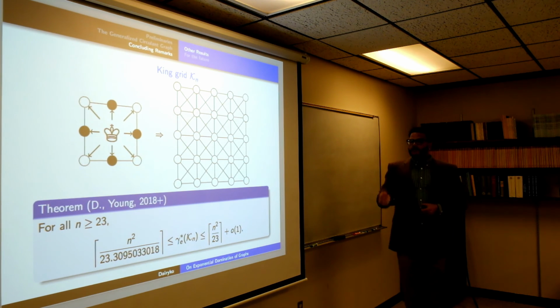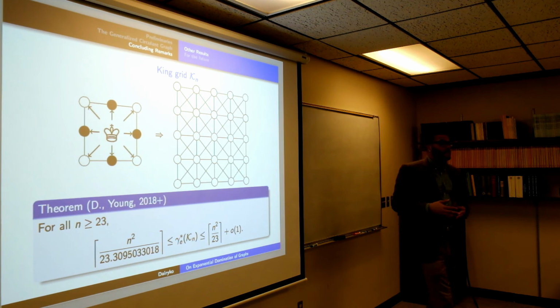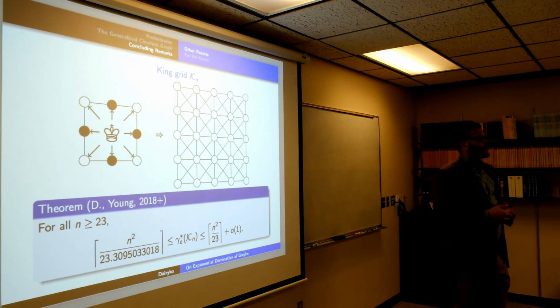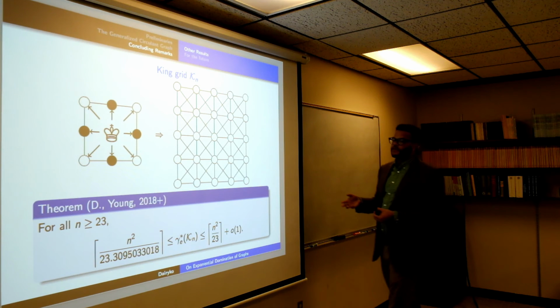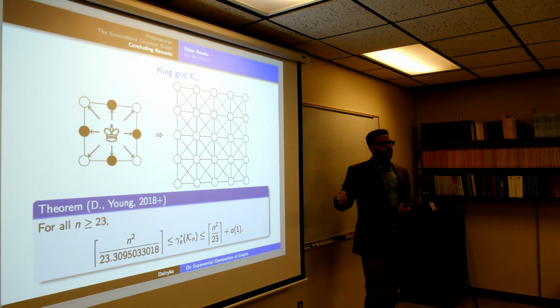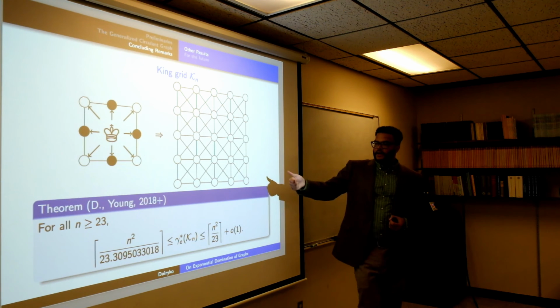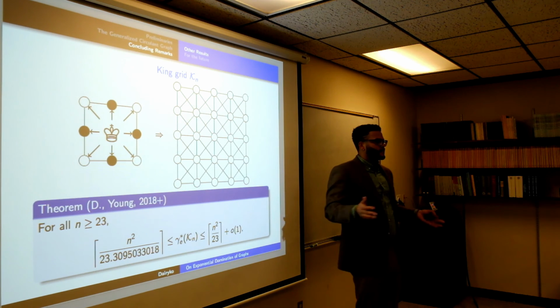Alright? So I was able to show that for all n greater than or equal to 23, the porous exponential domination number of the King grid has a lower bound of n squared over 23.3 and an upper bound of n squared over 23. These bounds are really, really close. And for the lower bound, n squared is how many vertices there are. I was able to find the value of the maximum weight, so my m of qn. That ended up being 34.